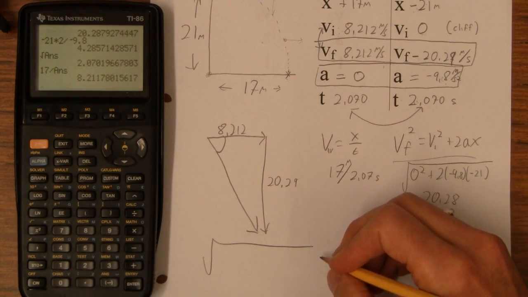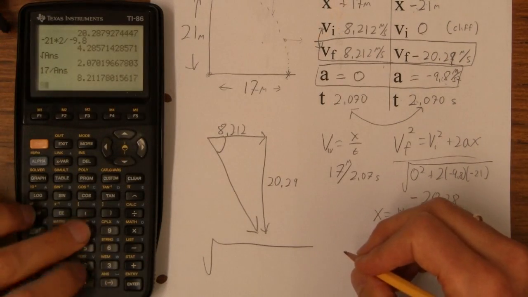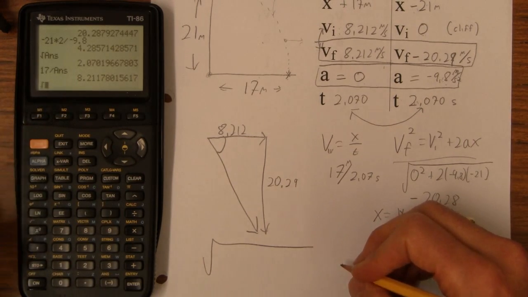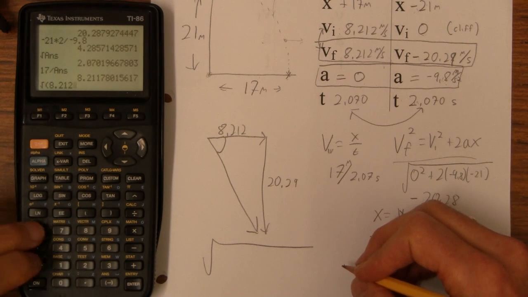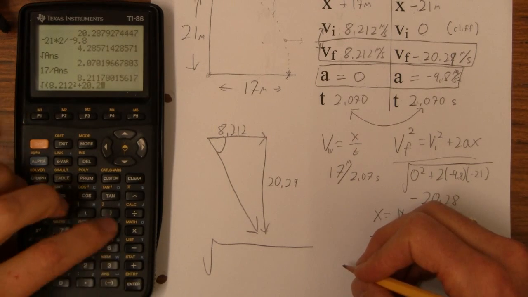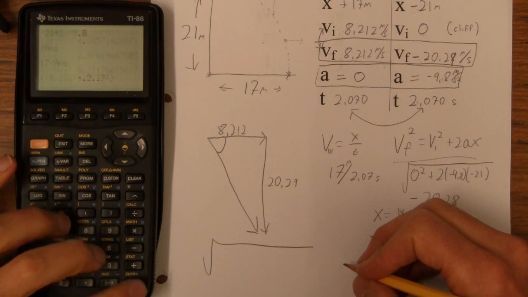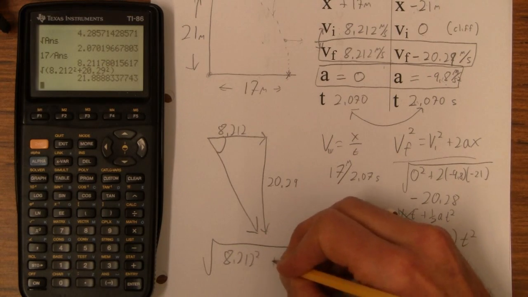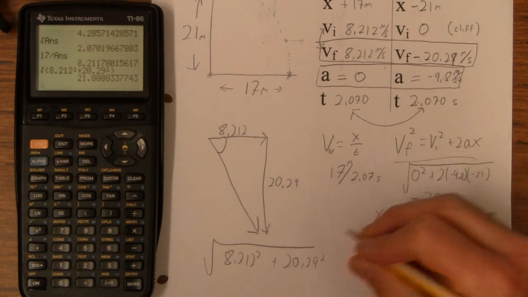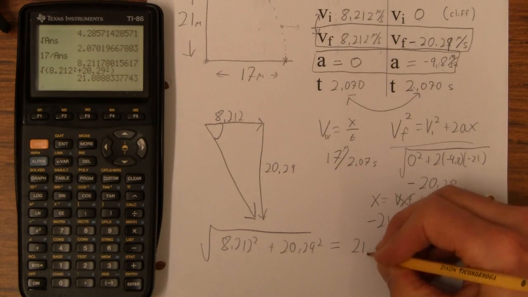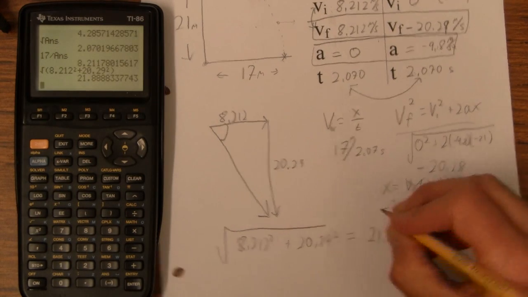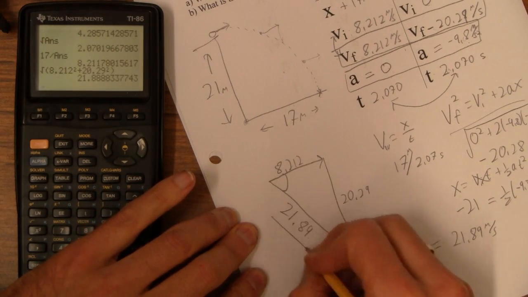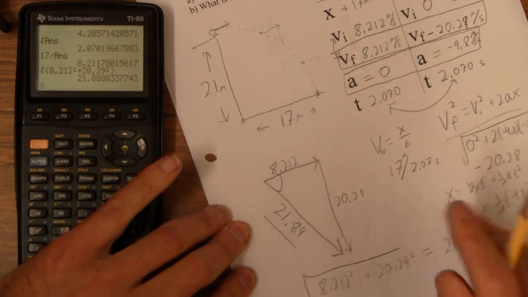So that magnitude, we're racing the clock here. The magnitude is the square root of 8.212 squared plus 20.29 squared, right? And that is equal to 21.89 meters per second. This is also known as the speed. If somebody says, what's the speed of impact? You would quote about 22 meters per second.